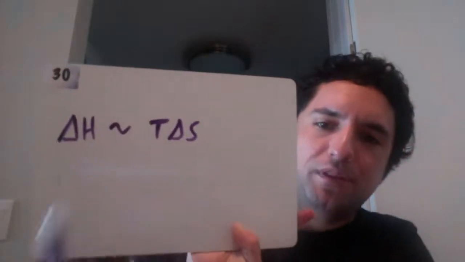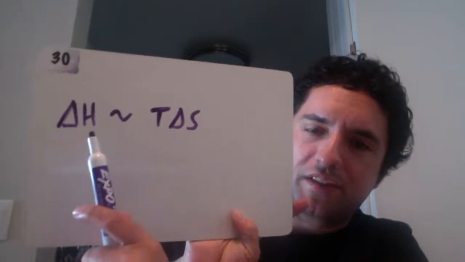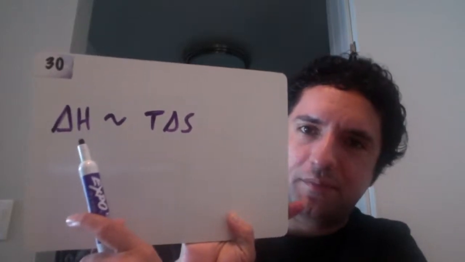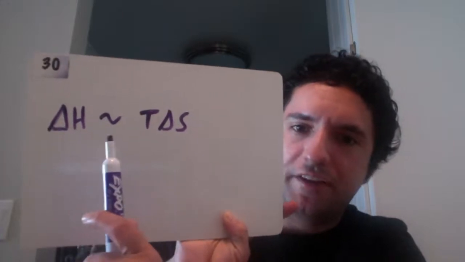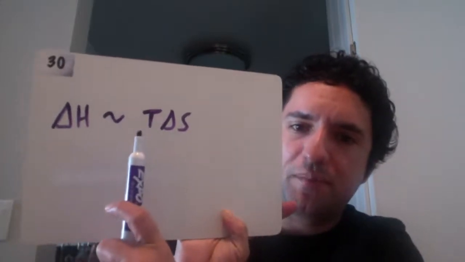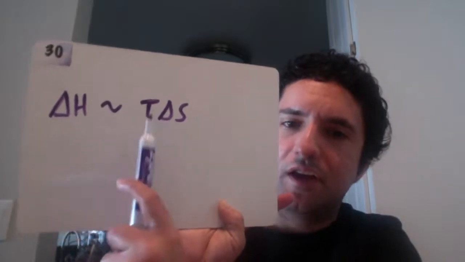Yeah, enthalpy is proportional to the temperature times the change in entropy. So enthalpy, which is the H, the internal energy of a system. So that's the energy content of a system due to the energy within its bonds and the energy of the motion of the particles. It's proportional to the temperature times the change in entropy of that system.